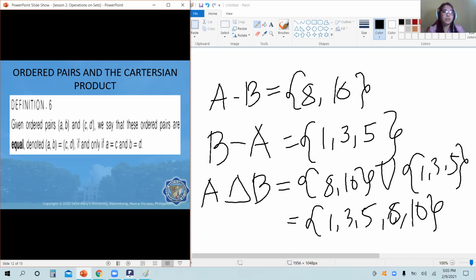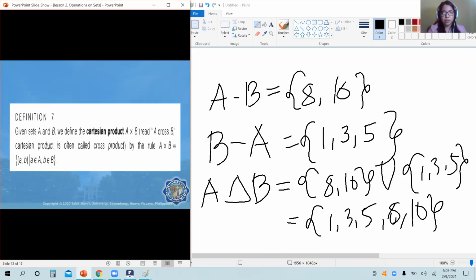Okay, so let us also consider definition number 6. What are ordered pairs and the Cartesian product? Given the ordered pairs (a, b) and (c, d), we say that these ordered pairs are equal, denoted (a, b) = (c, d), if and only if a is equal to c and b is equal to d.